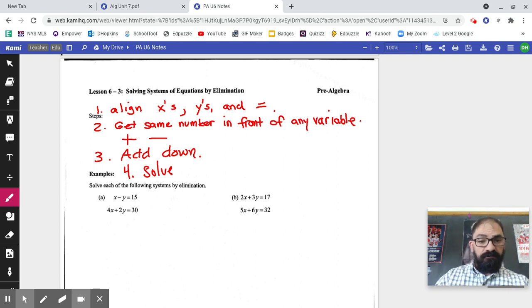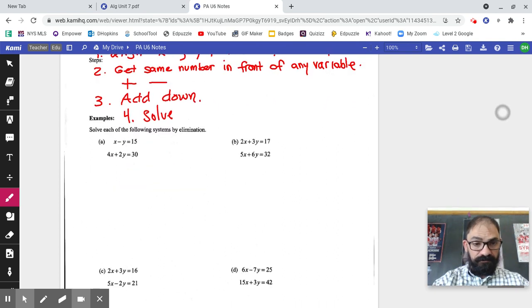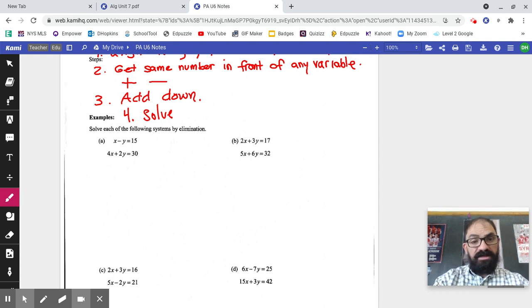So let's look at it. In A, x minus y equals 15, 4x plus 2y equals 30. So I can eliminate either variable. It doesn't matter which. You can approach this problem numerous different ways, and we still get the same answer.